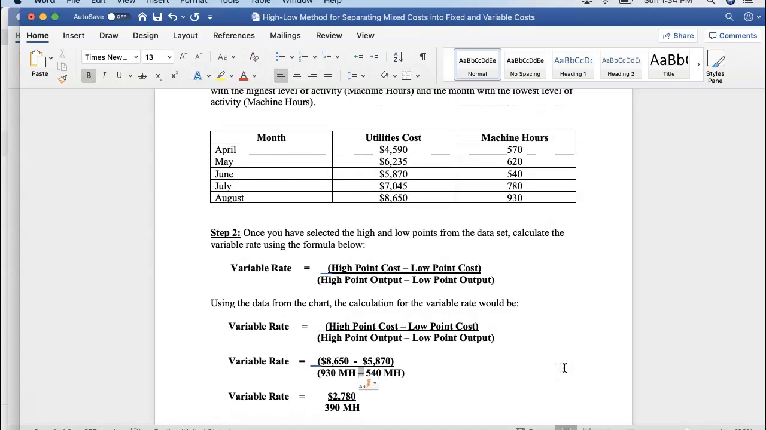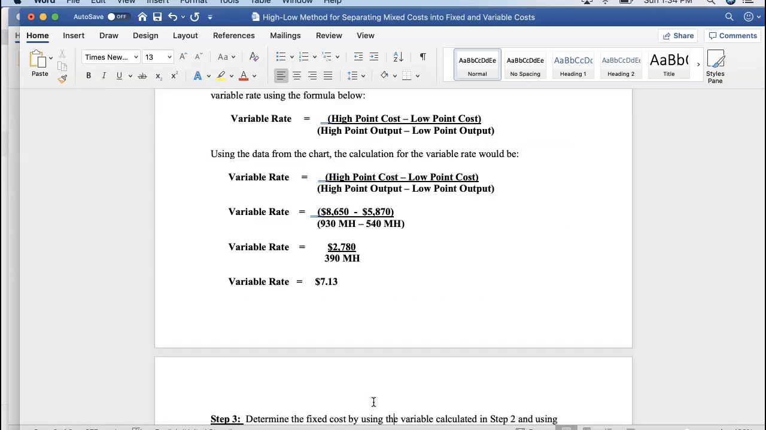And then once we do the math, we can determine that the top part of this formula is 2,780 and the bottom is 390 machine hours. And so we'll divide 2,780 by 390 machine hours, and that gives us a variable rate of $7.13. And since we said that machine hours would be the activity, we'll multiply that $7.13 variable rate times the number of machine hours, and that will give us an idea of the variable cost.